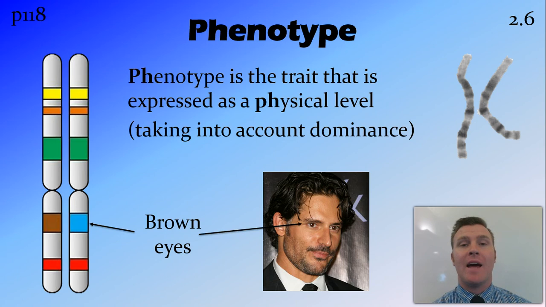Phenotype is the way that that gene is expressed at a physical level, and this takes into account the dominance. So for example, brown eyes is dominant over blue eyes. Therefore, somebody who is heterozygous, one brown allele and one blue allele, is going to have brown eyes. So this is the phenotype, physical.